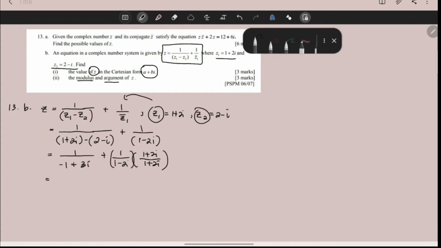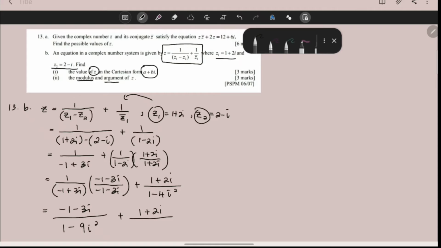Next step, we are going to multiply with the conjugate. Because the denominator has plus 3i, the conjugate is minus 3i. Here we simplify and we got 1 plus 2i. At the bottom it was 1 minus 4i squared, and i squared is -1. So -4 times -1 is plus 4, so 1 plus 4 is 5. And this one, you simplify, you got this.